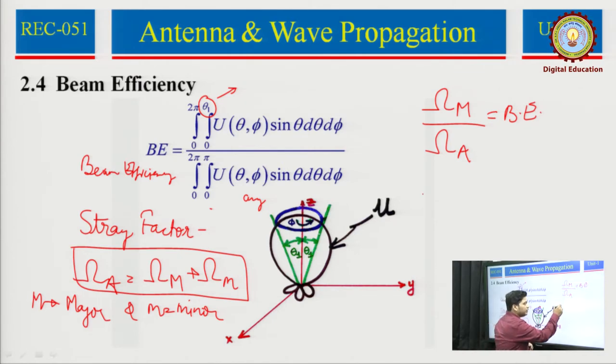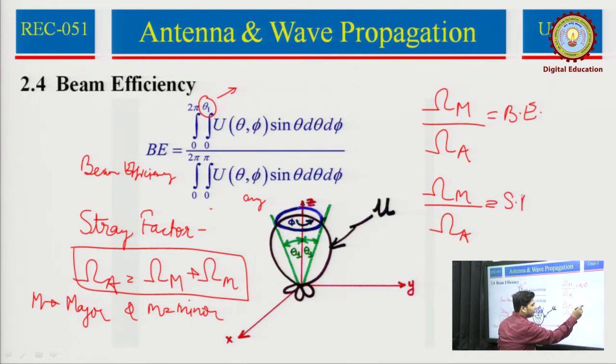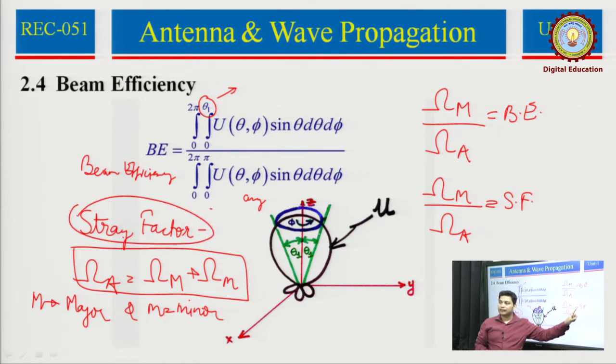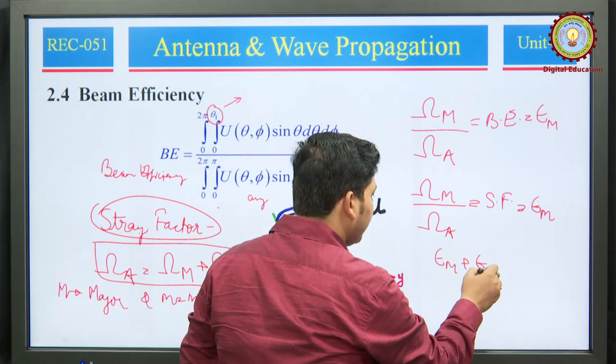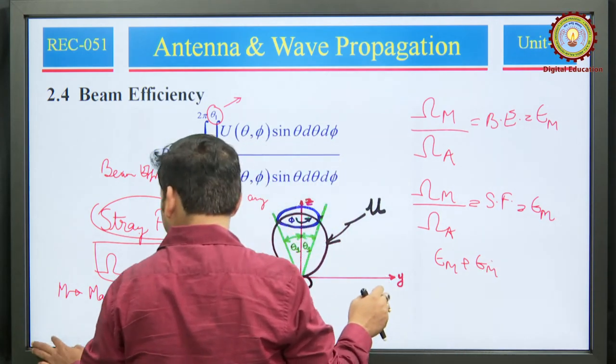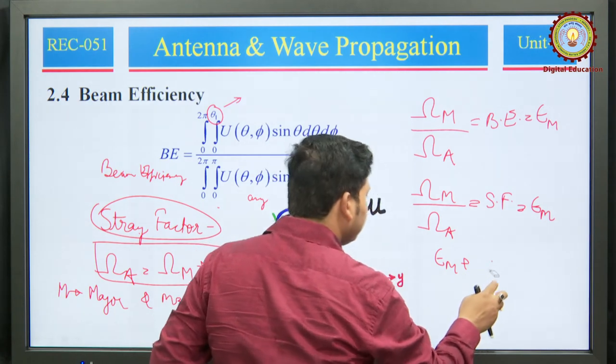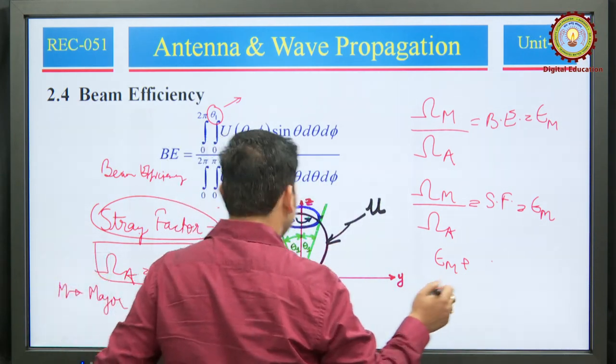On the other hand, the ratio of minor beam area to the total area is the stray factor, which we discussed over here. This is the stray factor, and beam efficiency for the major lobe we can rewrite as efficiency capital M, and for this, efficiency small m. And as we know, the total efficiency must be unity, 100%. So, one more formulation: efficiency of major lobe plus minor lobe is nothing but 1.